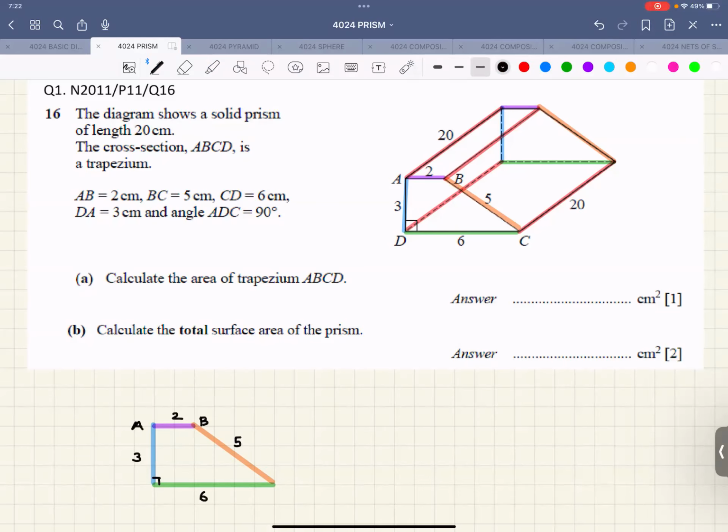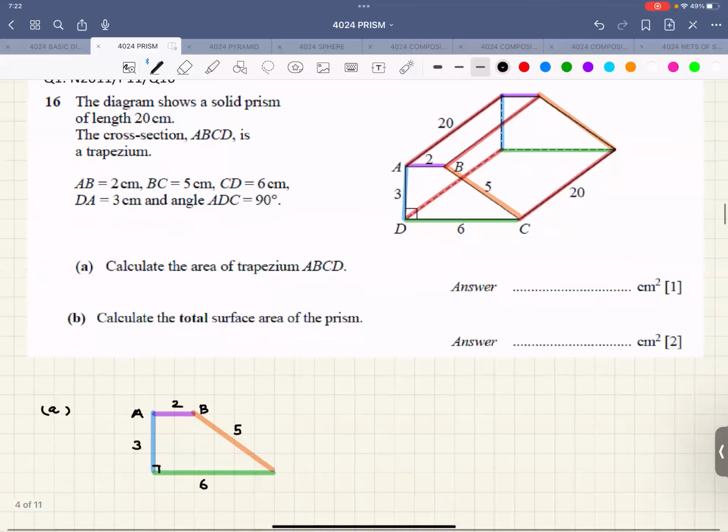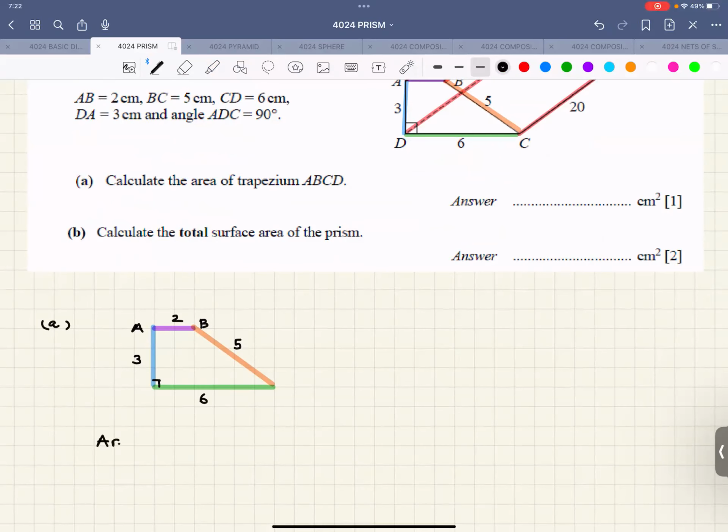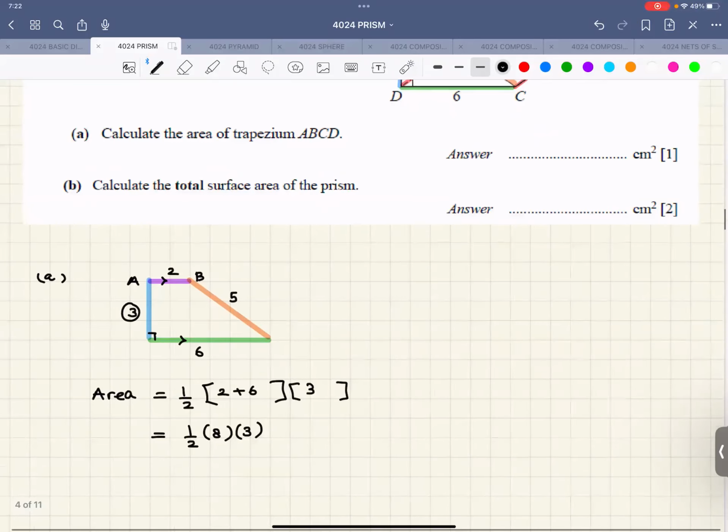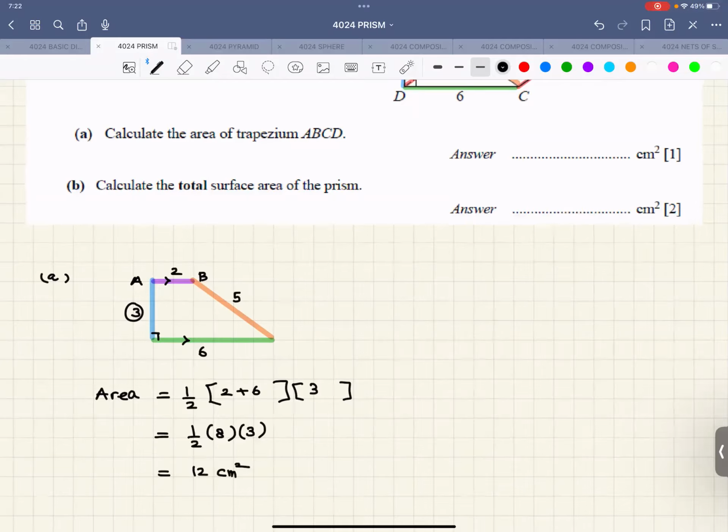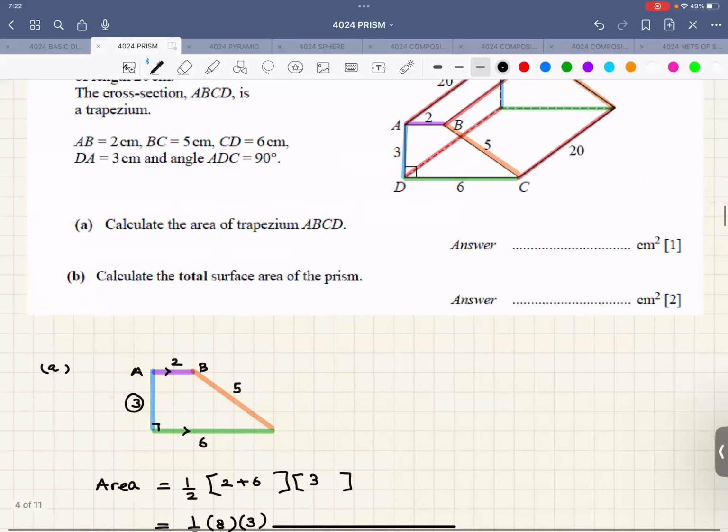this is 90. So for part A, the area of a trapezium is half the sum of parallel sides multiplied with height. So these two sides are parallel, 2 and 6. Let's add it up. And the height is this 3, that goes over here. So this is half into 8 into 3. This comes out to be 12 centimeter square.